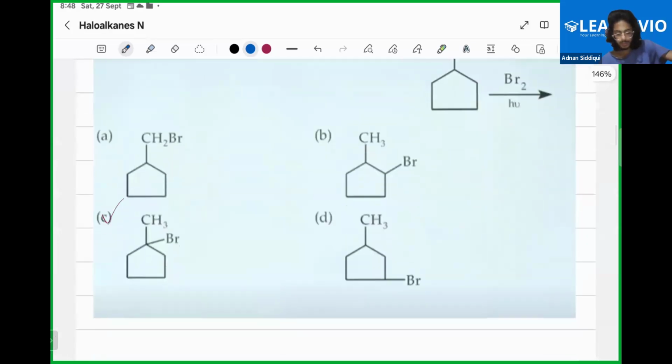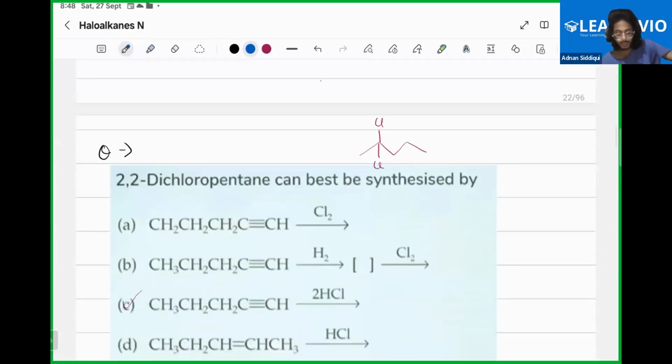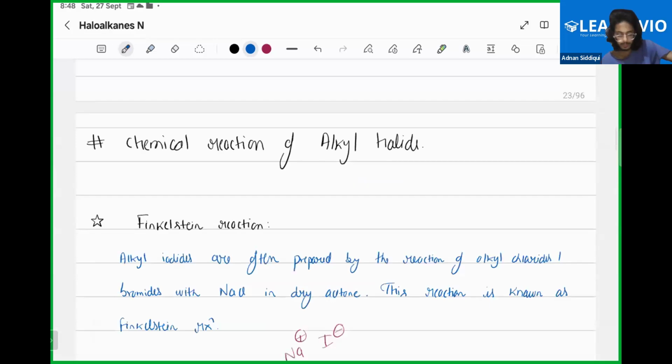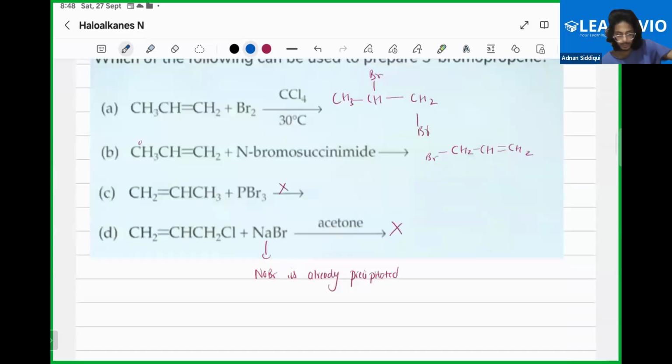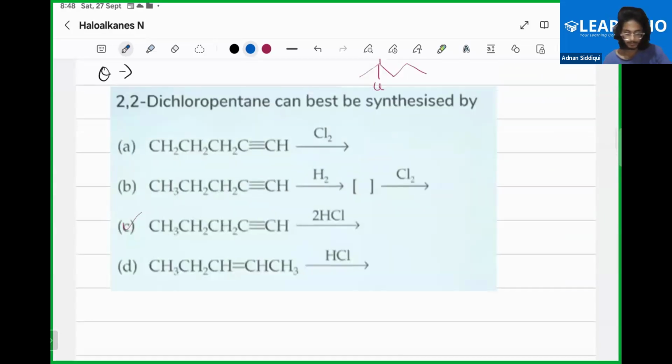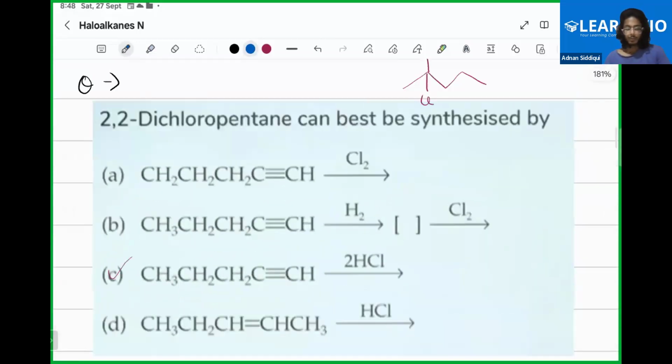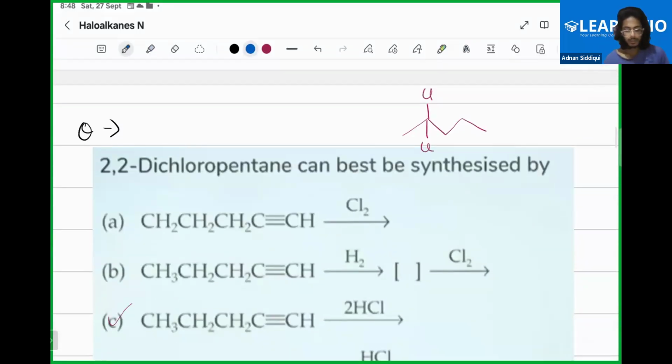Now, we have done this question, and we have a few more questions. Then we will go to the chemical reaction. So let us do this. Try to understand this question first. What we have to prepare? We have to prepare 2,2-dichloropentane. What do we have to prepare?